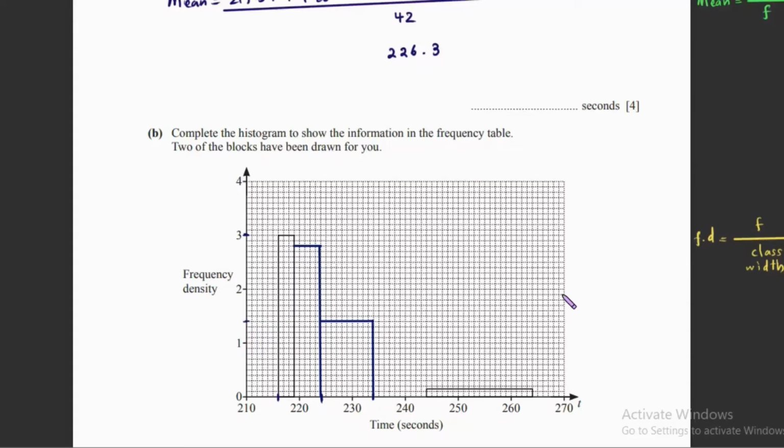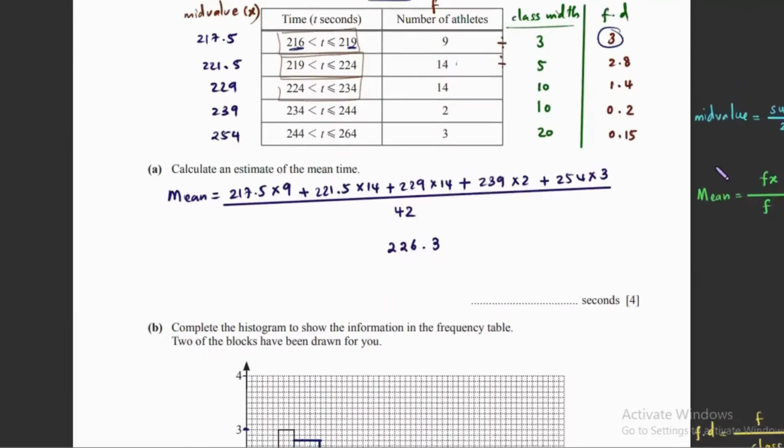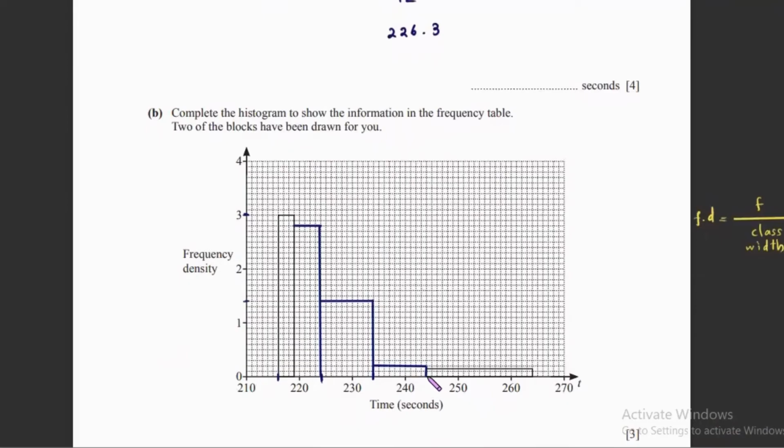Next we had 0.2, that was from 234 to 244. So it had a height of 0.2. So 1, 2, this is how it will be. And then the last one is from 244 to 264 with a height of 0.15. So 0.15 is already marked here. So this is how it's given to us. Then let's see what we have next.